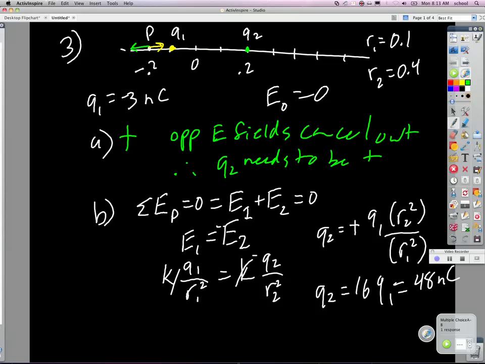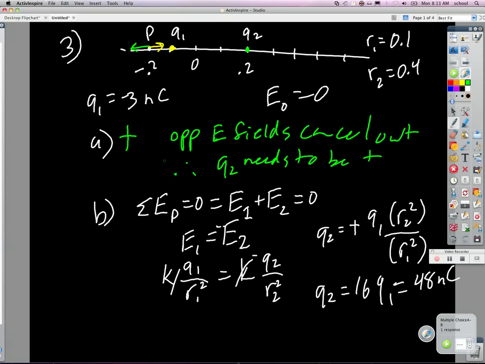All right, so again, particle 1 was here, particle 2 was here, particle 1's negative, so the field goes to the right. If we want the field to go to the left so that these two can cancel, then particle 2 has to be positive. That's why they cancel. Alice, does that work for you?